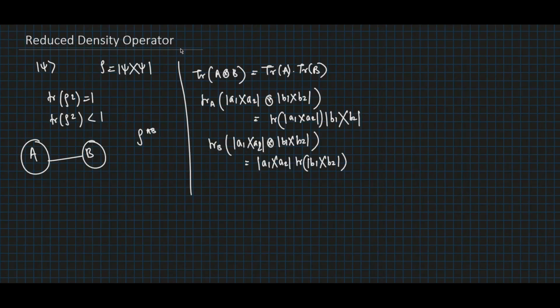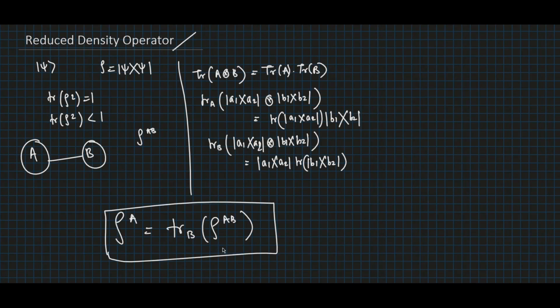Now let's define the reduced density operator. The reduced density operator for a composite system AB is a mathematical object that describes the state of a subsystem of the larger system. It's a way to trace out the degrees of freedom of the other subsystem, leaving only the relevant information about the subsystem of interest. Given a composite system AB with a joint density operator rho AB, the reduced density operator for a subsystem A is obtained by taking the partial trace over the other subsystem B from the joint composite system.